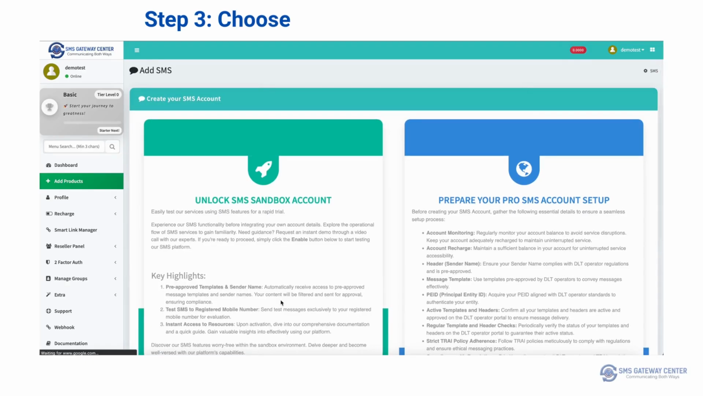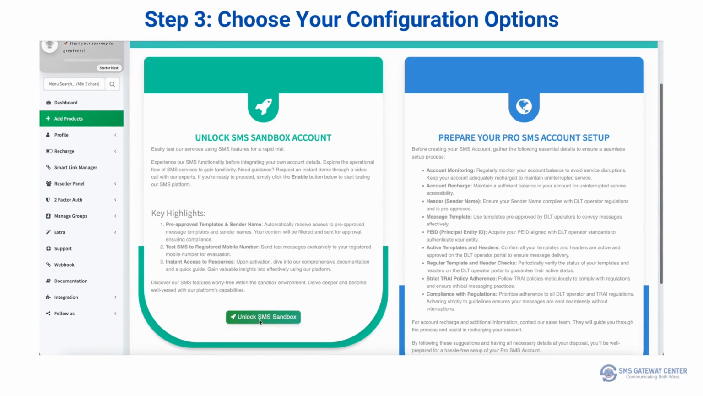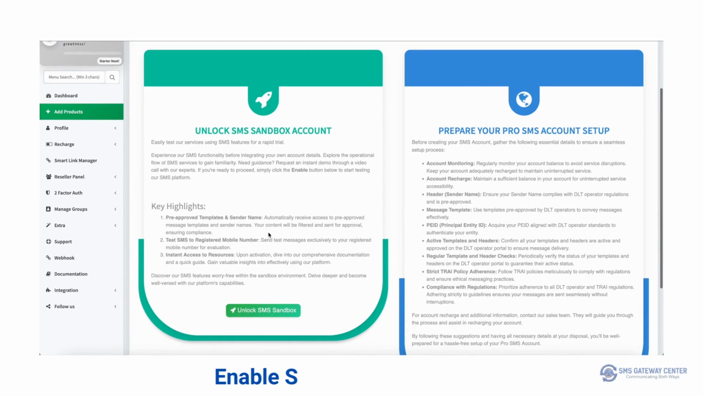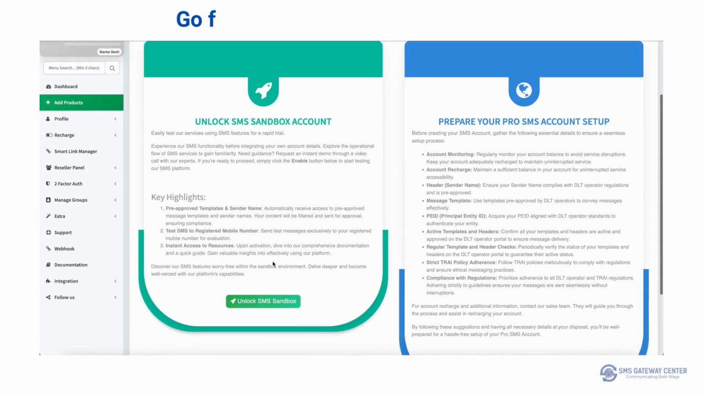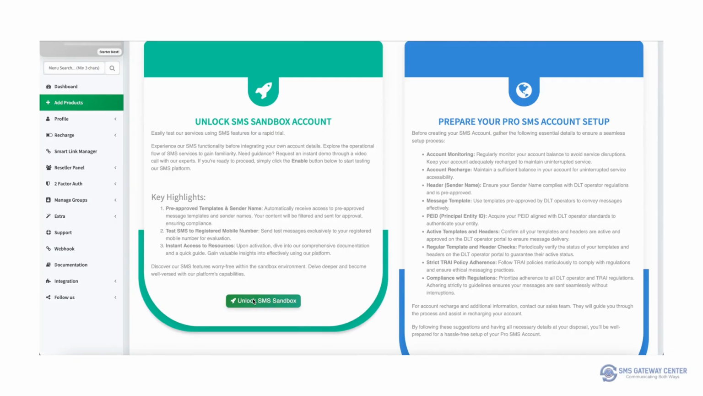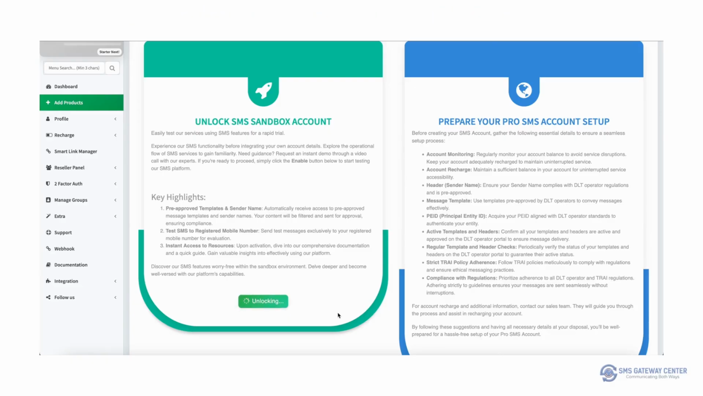Step 3 presents you with configuration options. The setup page will show you two distinct paths you can take. You have two options available. First, enable Sandbox for testing and exploration purposes. Second, go for paid account if you're ready for production use. For this tutorial, we'll focus on the Sandbox option. For testing purposes, click on the Enable Sandbox button. This choice will give you immediate access to SMS features without any financial commitment.